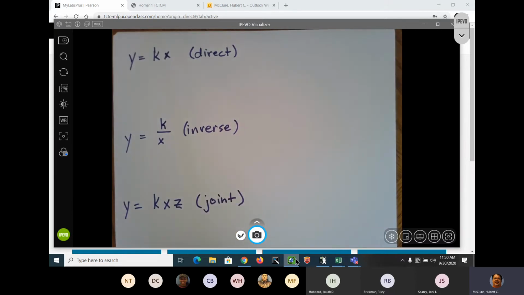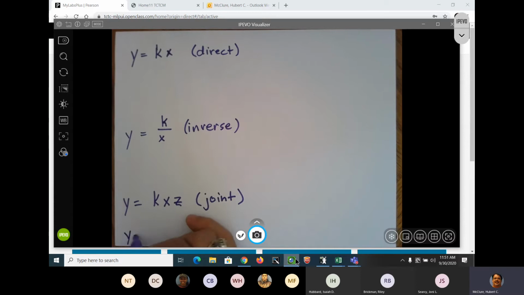Okay, and there is another one that they're going to show you, and it's going to be a mixture of inverse and joint. Basically, and I'll just write it down here at the bottom, y is equal to kx over z, and they'll ask you to square it. I'm just putting that down there because that's kind of a mix between these two. And you might see that in some of your homework questions. They'll say that that letter is squared, and that's how you know.